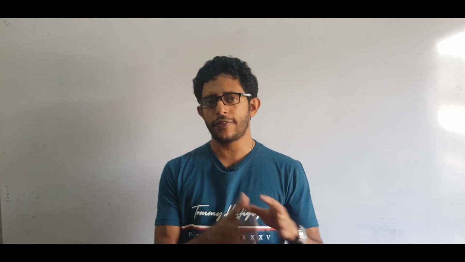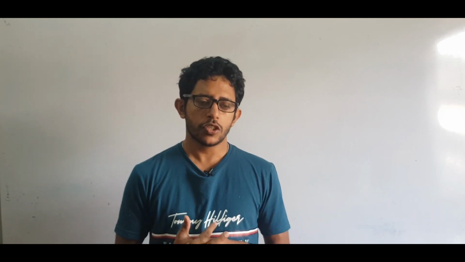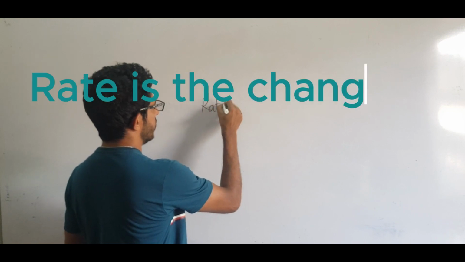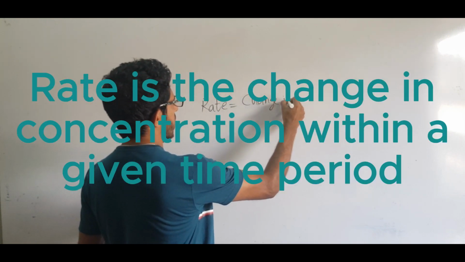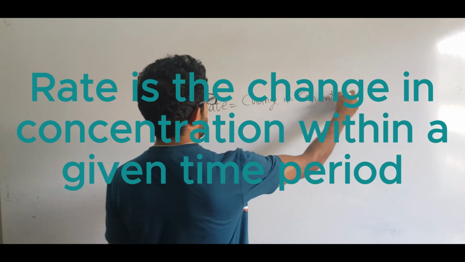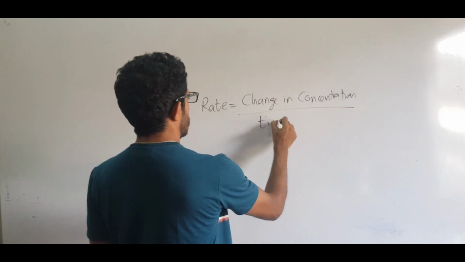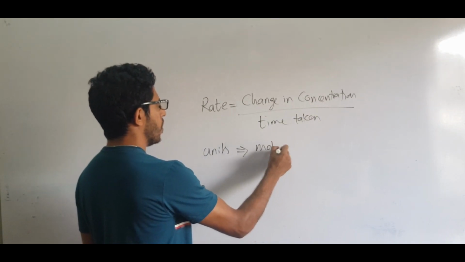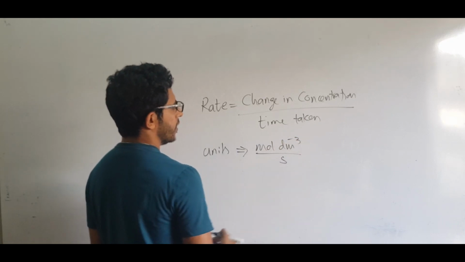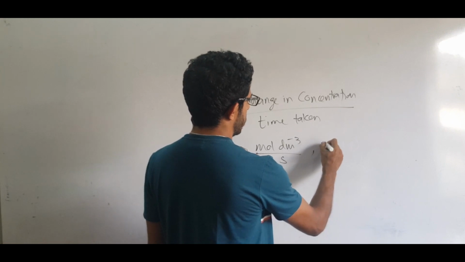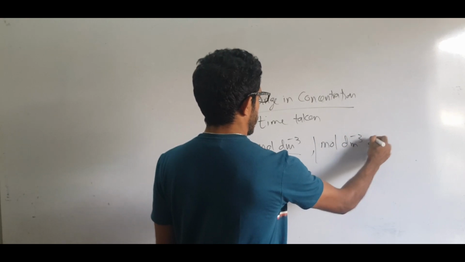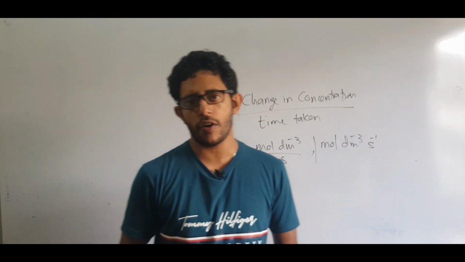Now we are continuing with Unit 4 in the Edexcel syllabus. The rate of a reaction is simply defined as the change in concentration over time. So rate is defined as change in concentration divided by time taken. That is why you have the units of mole per decimeter cubed divided by time in seconds, so you get mole per decimeter cubed per second. That is the unit for the rate of a chemical reaction.